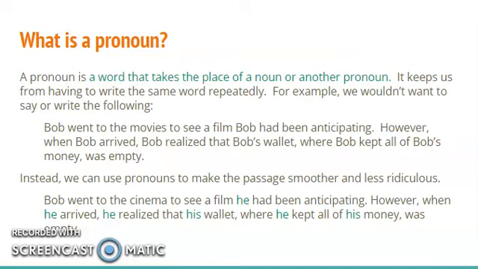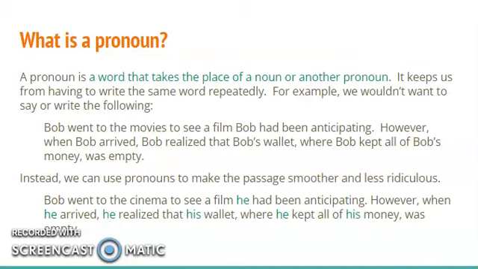So we would correct that and write Bob went to the cinema to see a film he had been anticipating. However, when he arrived, he realized that his wallet, where he kept all of his money, was empty. And so those pronouns very easily take the place of Bob. And like I said, it just sounds more natural because this is how we speak. This is how we write. So you might not have known that you're already using pronouns regularly, but this adds for flow and smoother understanding of the sentence.